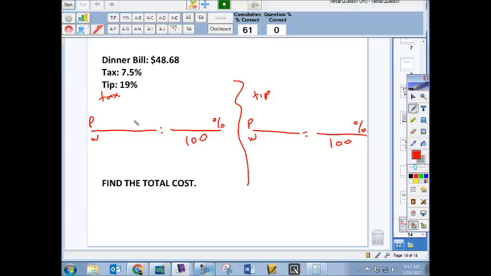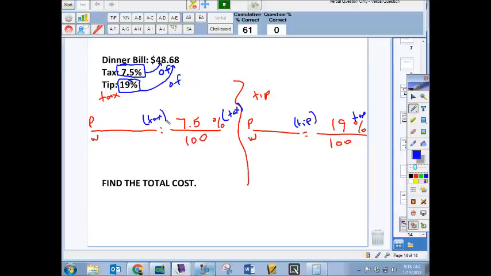Now, we know that our tax amount 7.5 is going to go there. Our tip amount 19. Now, if you want to do labels, I didn't leave myself a lot of space, but labels don't hurt. There's my tax, so that must be the actual tax. This is my tip, so this must be the actual amount of money that will be my tip. Everybody see how I'm doing that? Now remember, when you're figuring out tax and tip, the first step is you got to figure out 7.5% of the food bill or the dinner bill. 19% of the dinner bill.